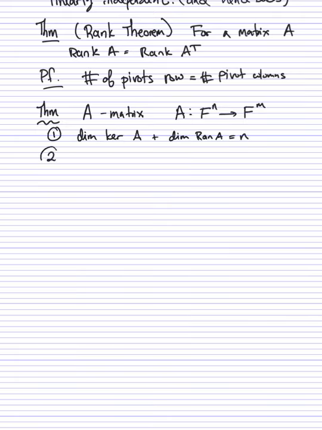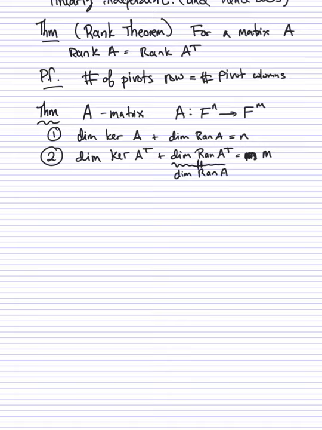The other statement is essentially the same thing for the transpose: the dimension of the kernel of A transpose plus the dimension of the range of A transpose is m. On the other hand, this range dimension is also just the rank of A. So these are equal. But now, since A transpose has domain Fm, we get these relations.